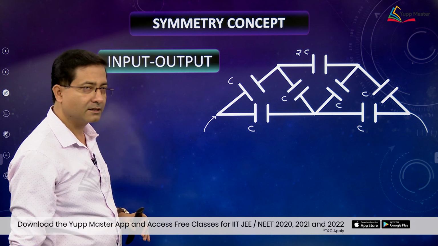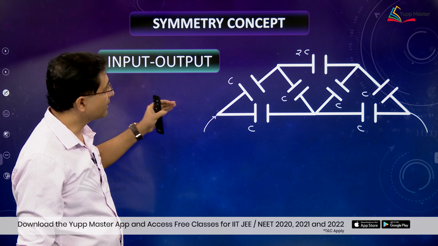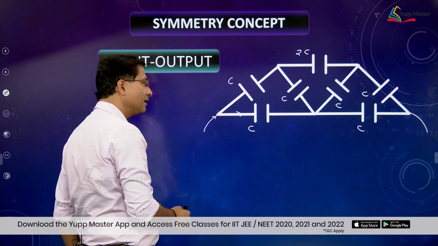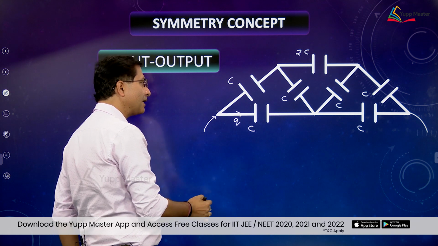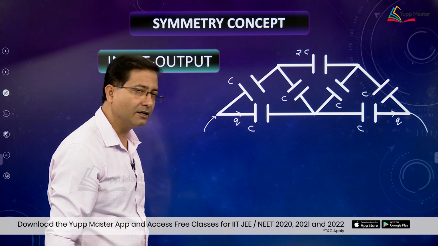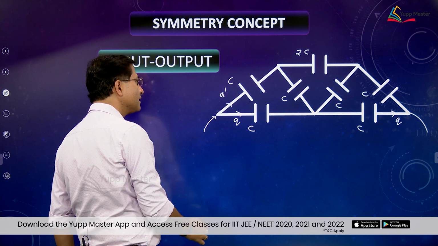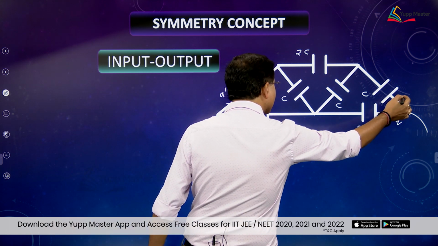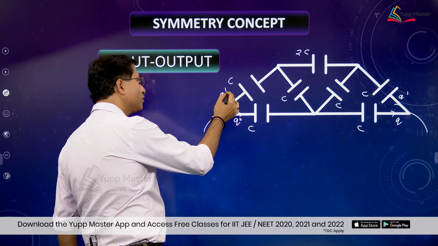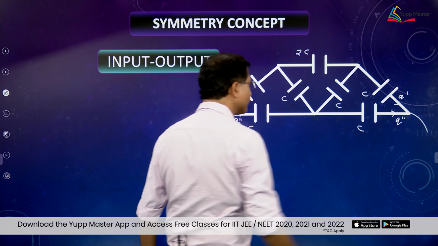Using circuit symmetry I can easily reduce the circuit, and if the circuit has input output symmetry I can easily say whatever charge is given to this branch will be returned by this branch. Similarly, whatever charge is given to this branch, the same will be returned by this branch. Let's call them Q prime and Q double prime. Similarly here Q double prime and Q prime.